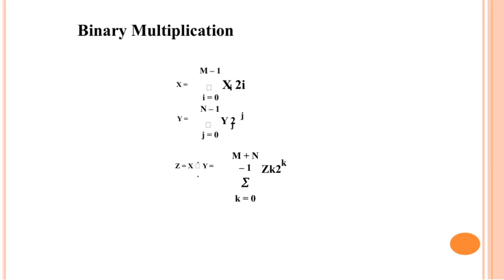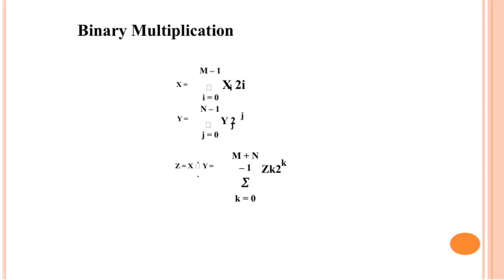Here, we're looking at the concept of binary multiplication, which is fundamental for digital systems and computing. Essentially, when we multiply two binary numbers, x and y, we denote the product as z. This product can be expressed as a summation, where each term represents a weighted contribution from the bits of x and y. X is represented as a sum from i equals 0 to n minus 1, where each bit x sub i is multiplied by 2 raised to the power of i. Similarly, y is expressed as a sum from j equals 0 to m minus 1, with each bit y sub j weighted by 2 to the j.